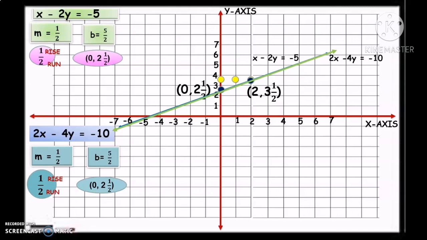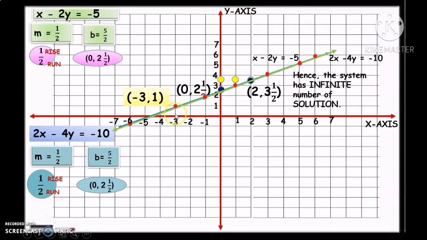In this case, since nag-coincide po yung dalawang line, this system has an infinite number of solutions. Bakit? Kasi, lahat po ng point na nag-intersect po kasi yung line natin eh. So, ibig sabihin, lahat ng part ng line na yan ay solutions. Selected lang po ito, ha? And try natin tong isang point na nag-intersect sila. So, we have negative 3 and positive 1.